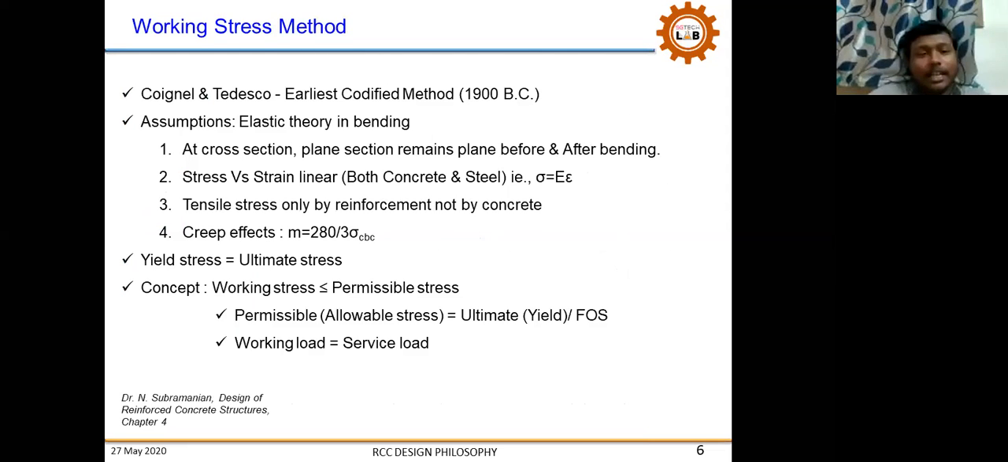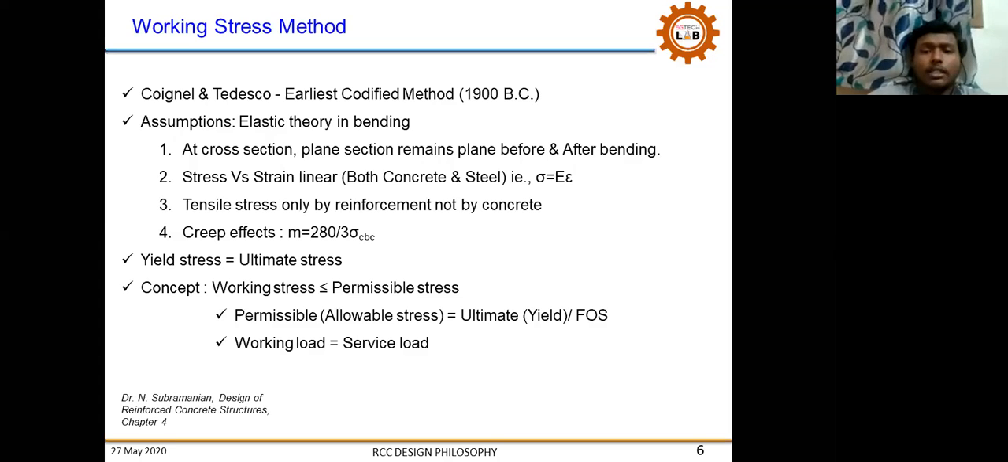It's simple. Because the working stress method, they wanted to start with something. So generally what we'll do, we will show all the strength whatever we have and start with the building. Cordner and Tesco were the first to bring up this codified method, where they started to make rules and assumptions so that everyone can follow this one.